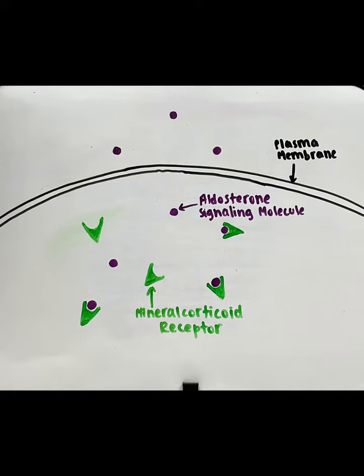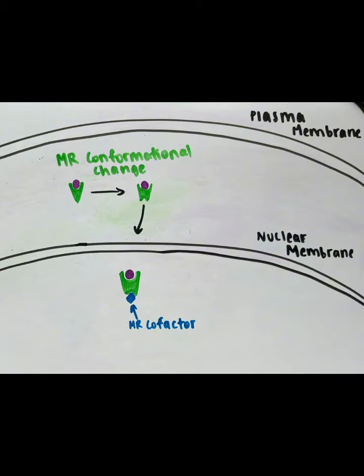The cell shown in the picture is a renal tubule cell, which is located in the kidneys. Aldosterone, a steroid hormone, can easily diffuse through the membrane and bind to the target receptors located within these cells, called mineralocorticoid receptors. This step is the first step of the signal transduction pathway, known as the reception phase.